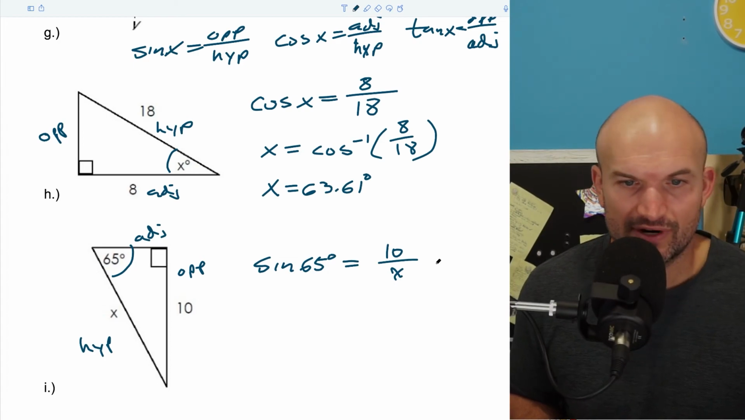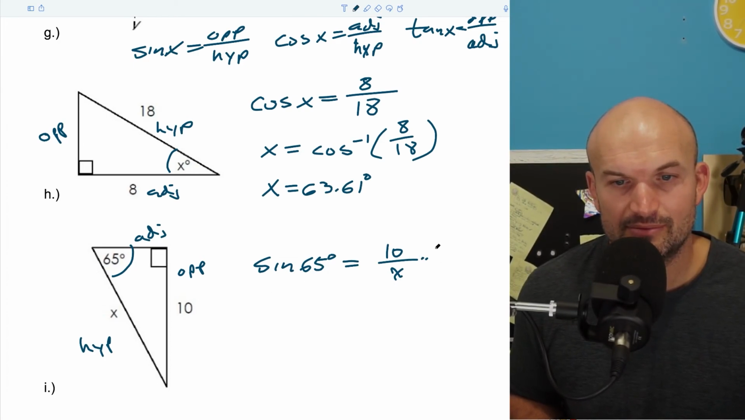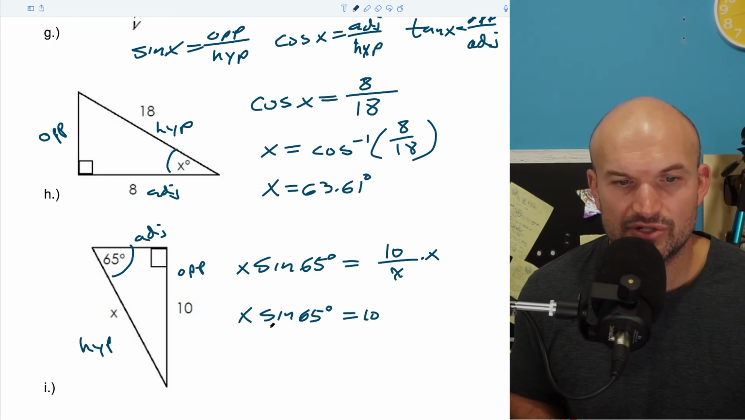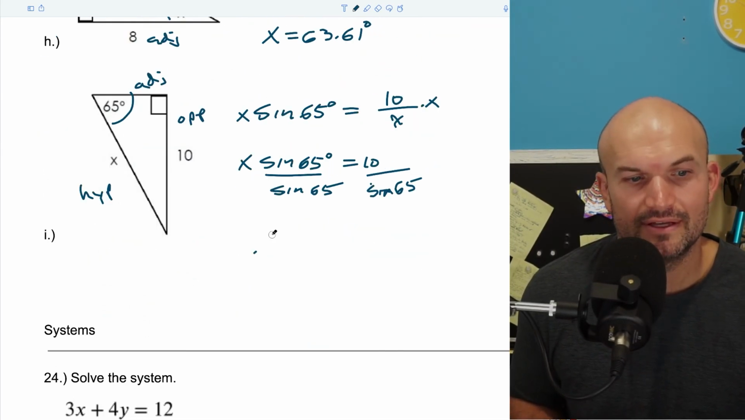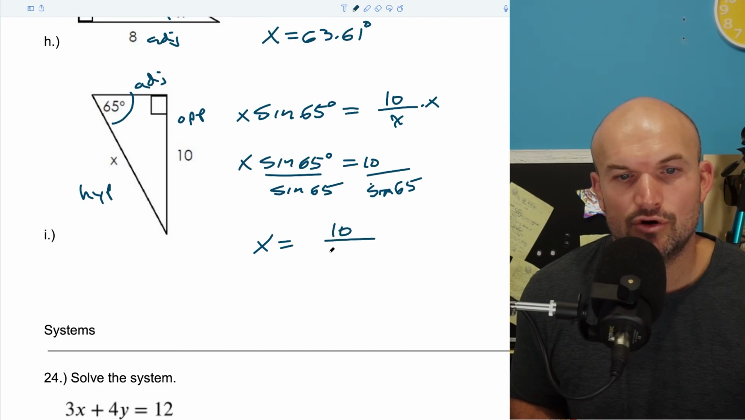Well, obviously to solve for x, you need to multiply by x on both sides and then divide by sine of 65, right? So when you multiply by x on both sides, you get x times the sine of 65 degrees equals 10. And then to solve, you need to divide by the sine of 65 on both sides. So now what I'm going to have is x equals 10 over the sine of 65 degrees.